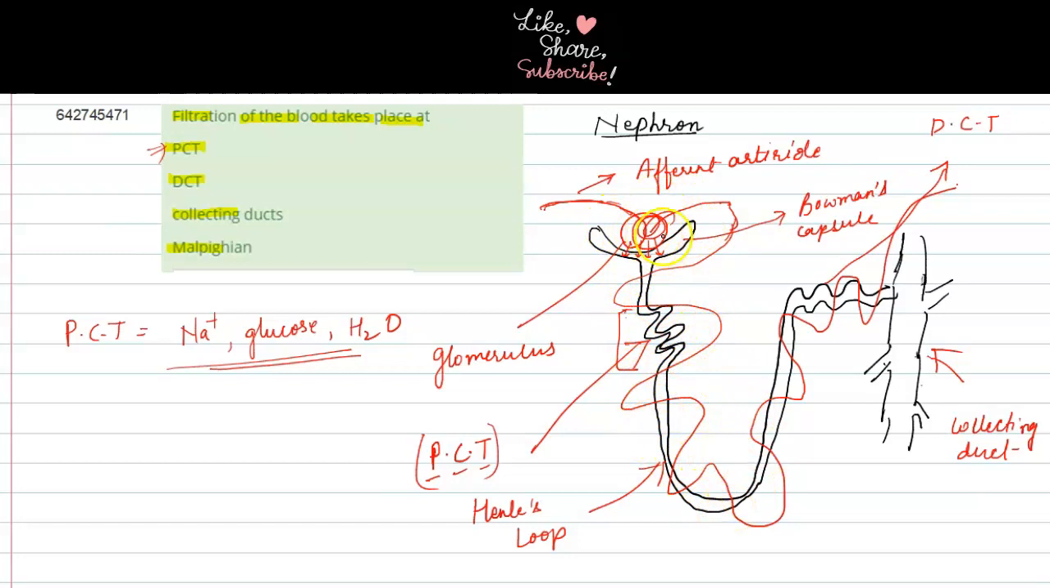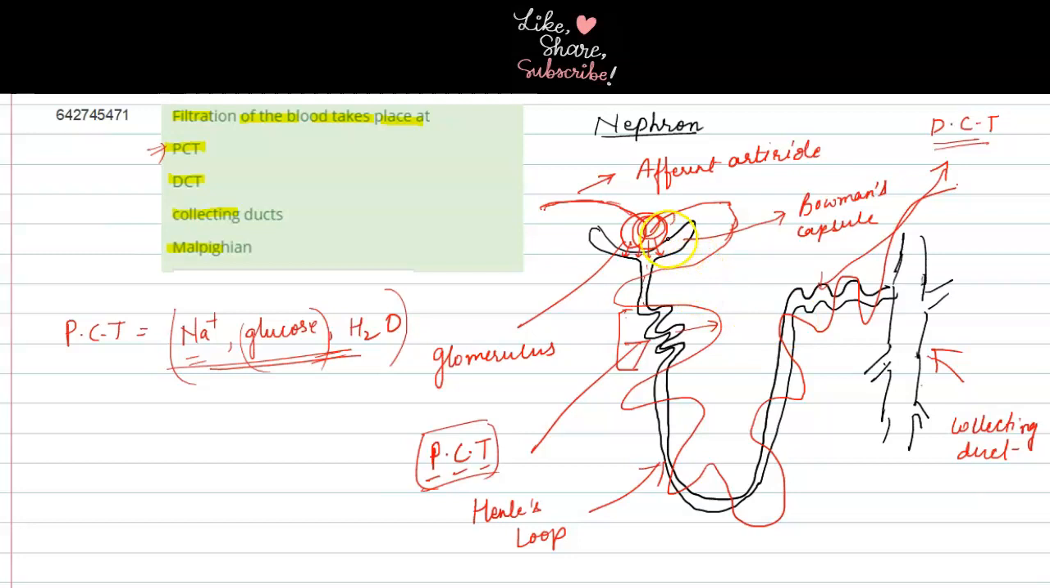Okay. Now, what happens is that when these things come inside the Bowman's capsule, these again need to be reabsorbed because these are some of the important things which the body requires. So, in the very first part, which is the PCT, these things will get reabsorbed by the capillaries. These are the capillaries into which these things will be reabsorbed. Okay. Then comes the loop of Henle, where again some sort of reabsorption will take place. In the DCT, here also there is absorption of more ions and water, and some amount of secretion also takes place.